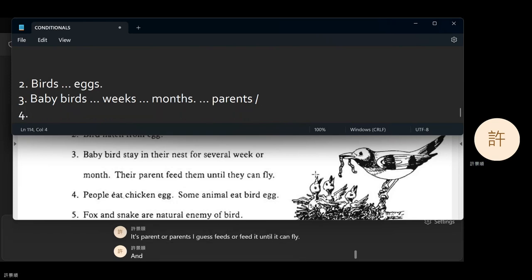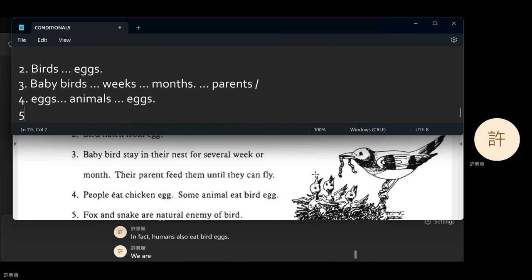Number four, people eat chicken eggs. Some animals eat bird eggs. In fact, humans also eat bird eggs. We are animals.